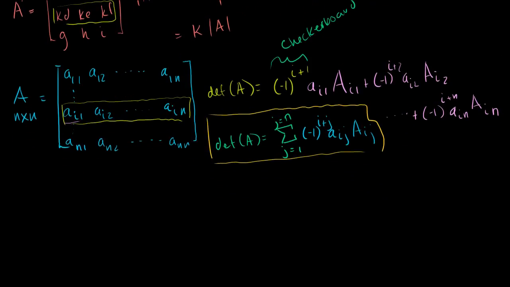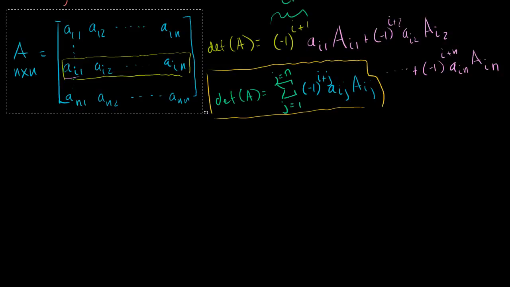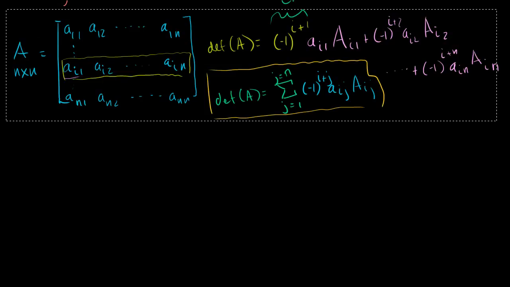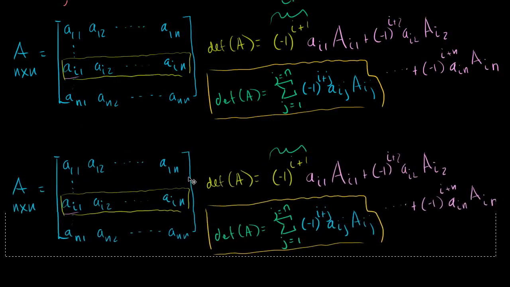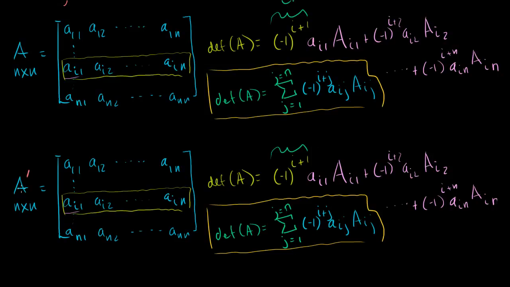So what happens if I have some new matrix? Let me copy and paste my current matrix. Actually, let me copy and paste everything. That'll make things move quickly. So I copied it, and now let me paste it, just like that. Let me define a new matrix, A prime. It's still an n by n matrix, but that row that I just happened to use to determine my determinant, I'm going to multiply it by a scalar k. So it's kai1, kai2, kain, just like that.